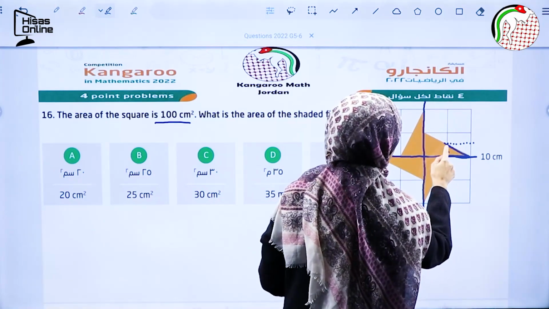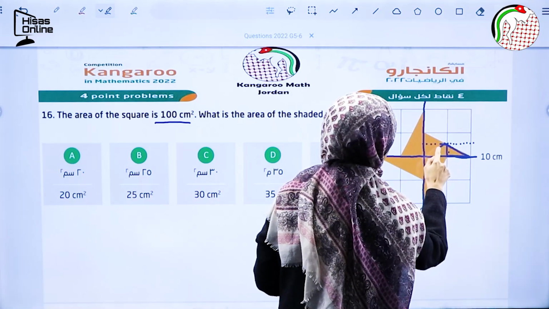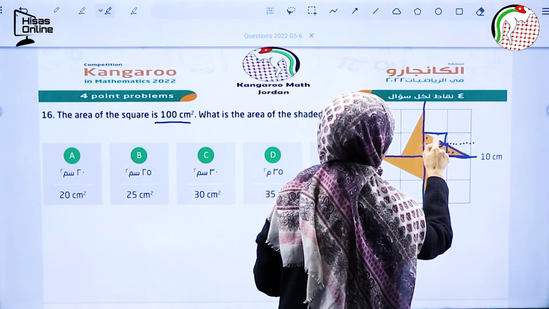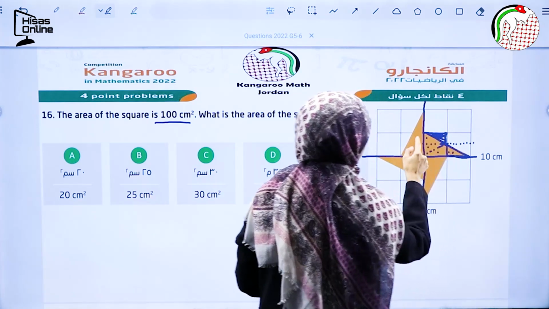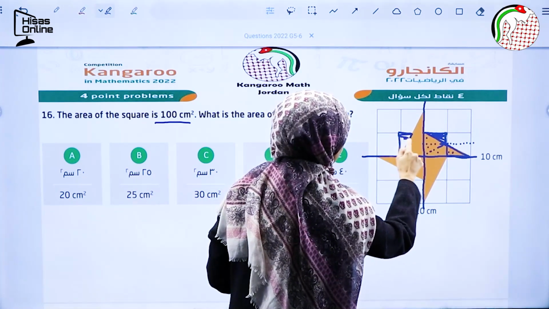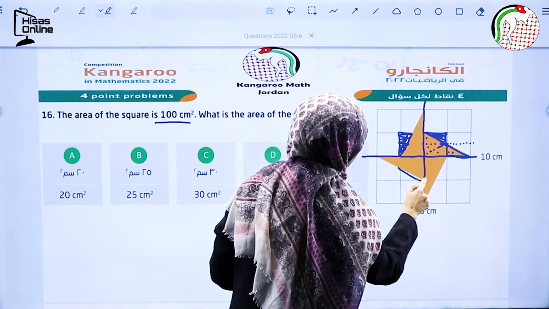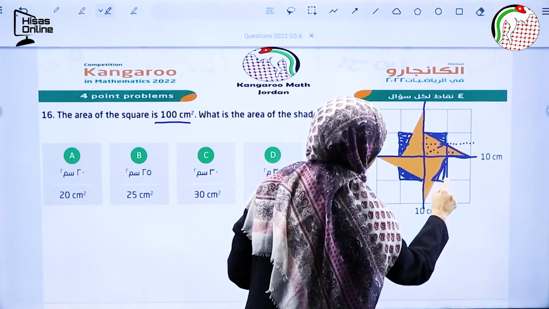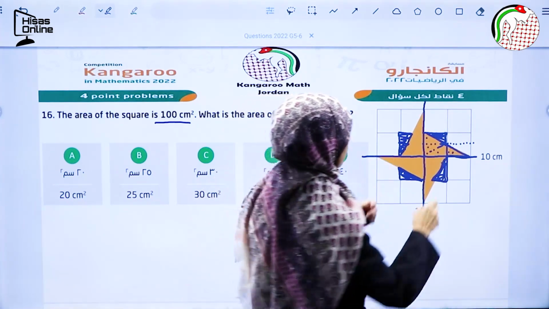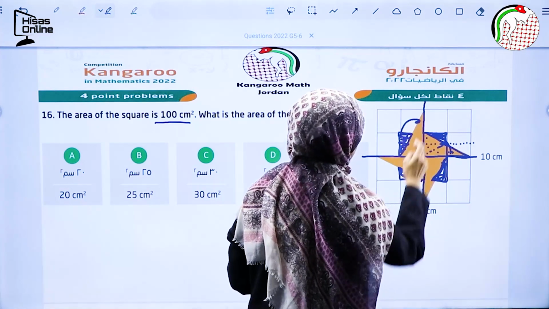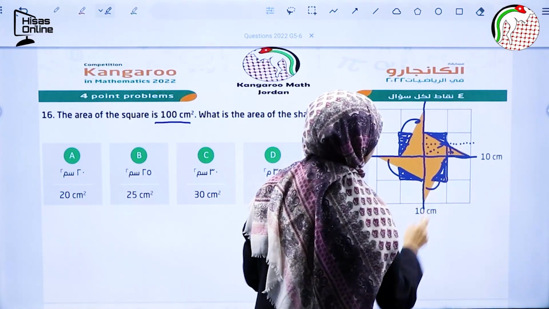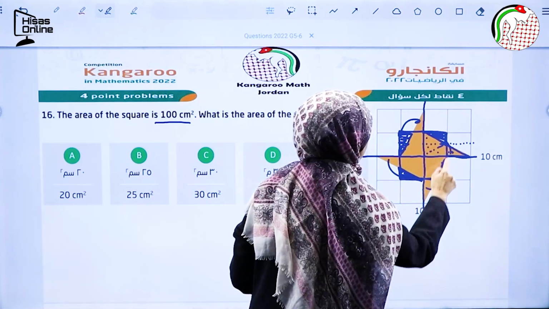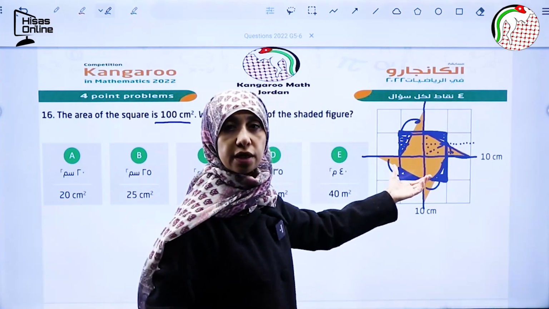So here 1, 2, 3, and this one can fit here. So if you fit this one here, this one, and this one, we have another square here inside. How much is the area of this square?